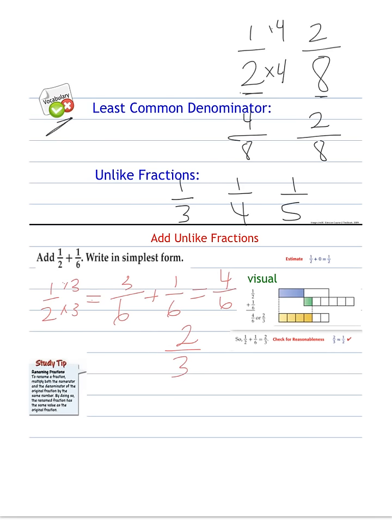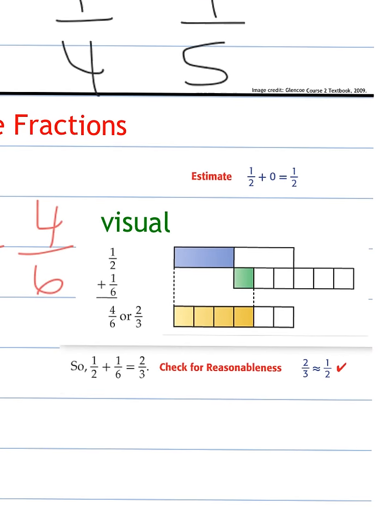Here's a visual of what we just did. Okay. If we have 1/2 plus 1/6, okay, here's our half. Here's our sixth. When we add those together, it's going to give us 4/6. We broke it up into sixths, which is also 2/3.